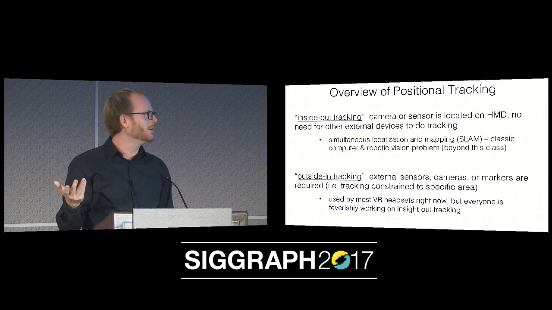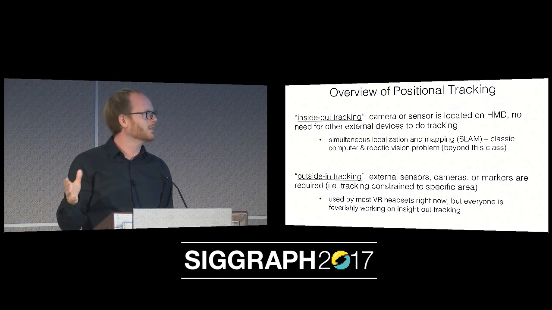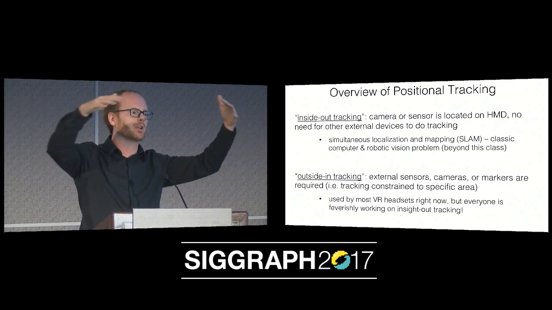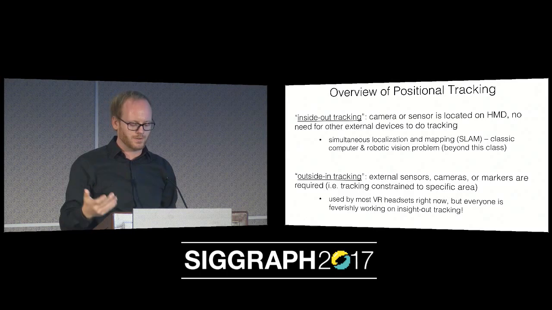And the most common approach to this is known as visual odometry or simultaneous localization and mapping, and that's a classic component of robotic vision classes, and we have some links on the website if you're interested in this. Outside-in tracking is a little bit simpler, but you need some kind of infrastructure, like either a couple of cameras or a magnetic field generator or something else.